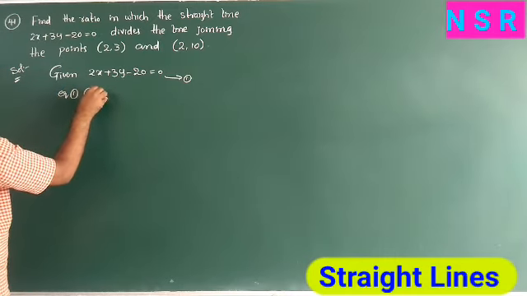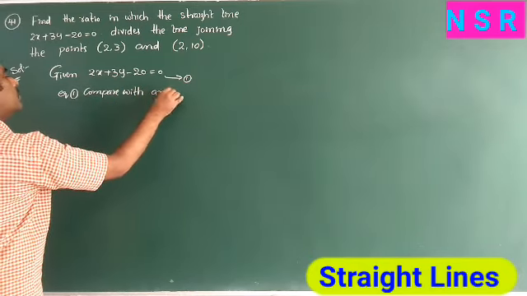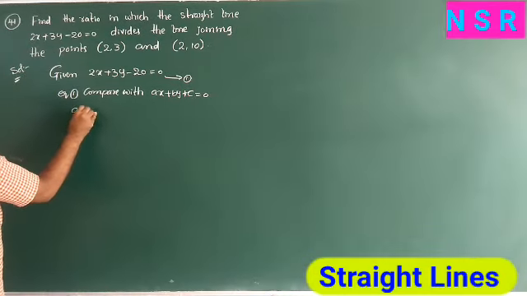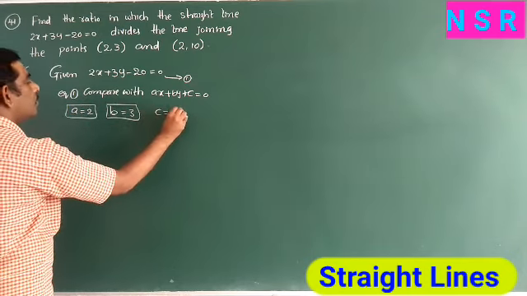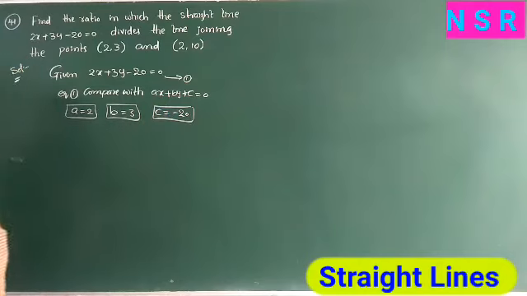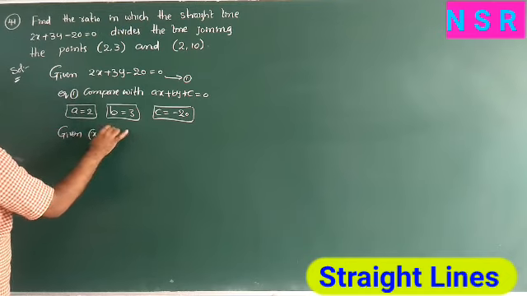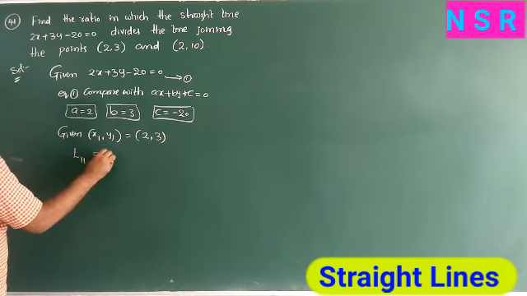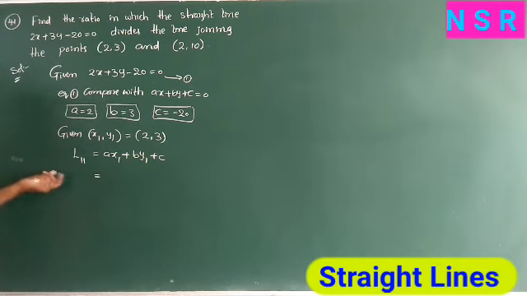So compare equation 1 with ax plus by plus c equal to 0. So a equal to 2, b equal to 3 and c equal to minus 20. So we get the a value, b value and c value. Next, here 2 points are given. The first point is x1, y1 equal to (2, 3). So find L11. L11 equal to ax1 plus by1 plus c. This is the L11 notation.